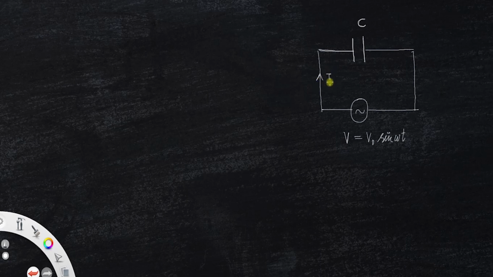Clearly, there will be a current flowing through the capacitor and its direction keeps on changing. That is, if in the first half cycle it is in the clockwise direction, then in the very next half cycle, it will be in the counterclockwise direction.